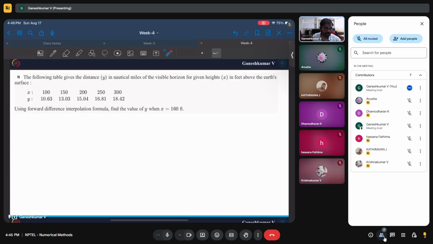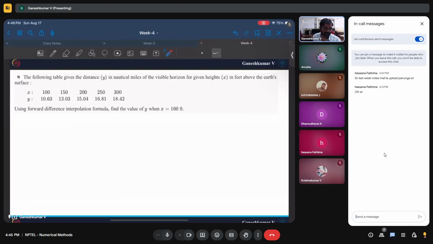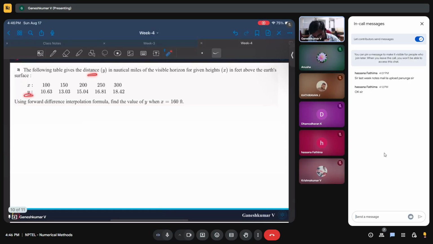Still, maybe I will solve the third one. So the third one is a typical interpolation problem, where a following table is given, where y represents the distance in nautical miles of the visible horizon for any given height. So at 100 feet, this is your distance of visible horizon, and as you increase the height to 300 feet, your visible horizon distance has also increased to 18.42 nautical miles.